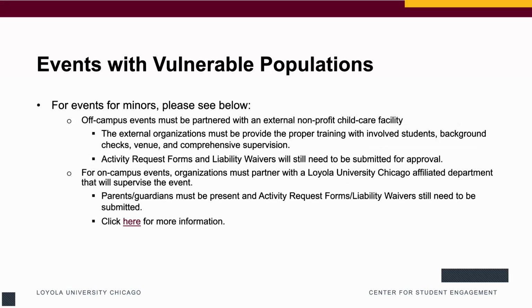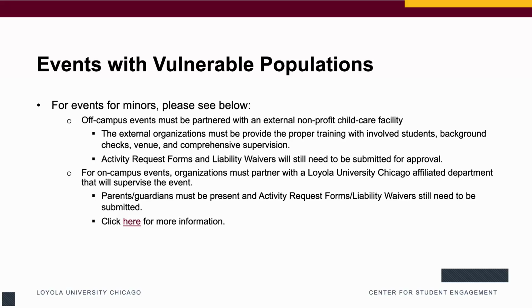So let's talk a little bit about events with vulnerable populations. For events with minors, if it's an off-campus event, you do have to partner with an external nonprofit childcare facility. This external org must provide proper training, including for the involved students, as well as background checks, the venue, and comprehensive supervision. And then an activity request form and a liability waiver will still need to be submitted for approval.